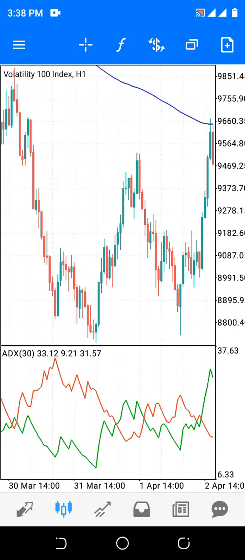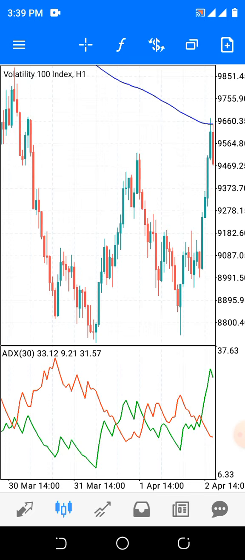Welcome guys, let me review to you a profitable strategy you can use to trade volatility 100 index profitably. Now, this particular strategy works best on 1 hour time frame. Two indicators are used here, moving average and ADS.